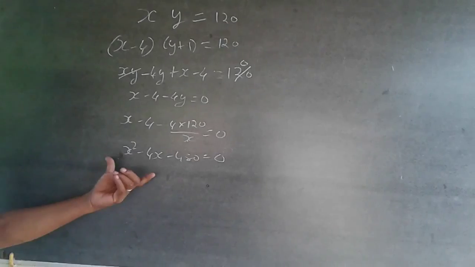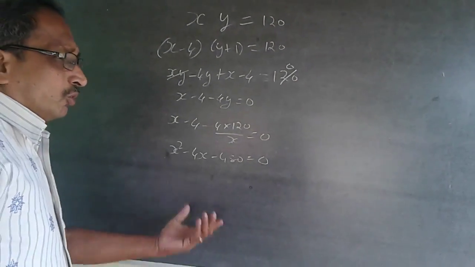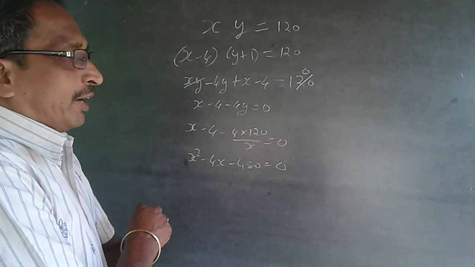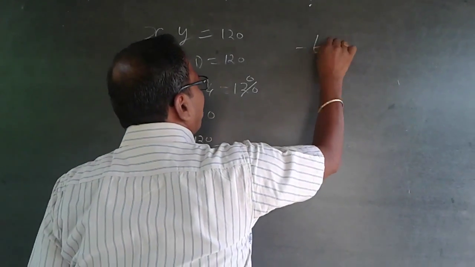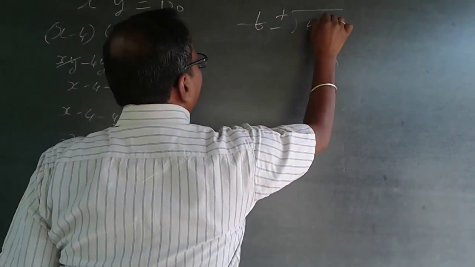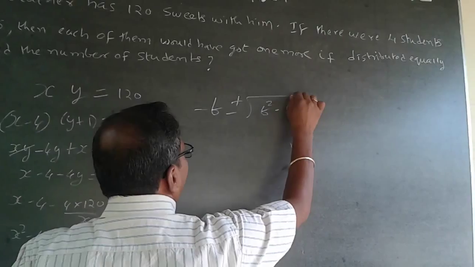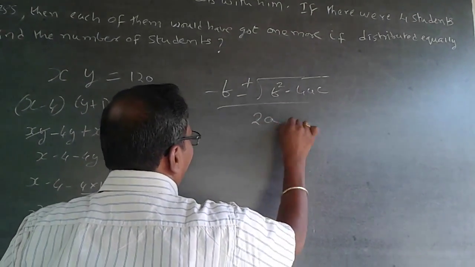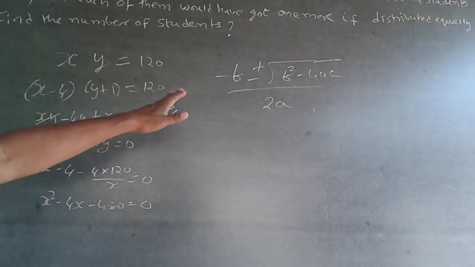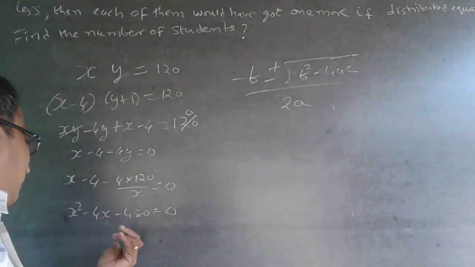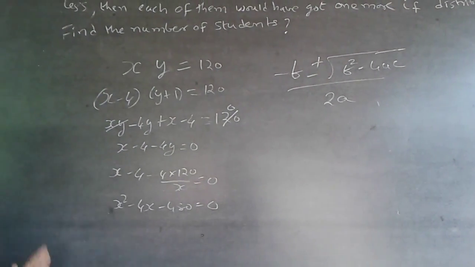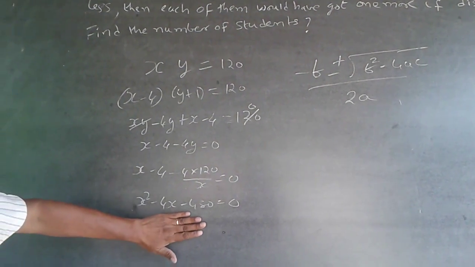So this is a quadratic equation which has to be solved. So probably there is a formula, minus b plus or minus root of b square minus 4ac divided by 2a. This is the formula, but you don't have to do all those things, because just by simply seeing this you should get your answer. What is very important, by seeing this you have to get your answer.